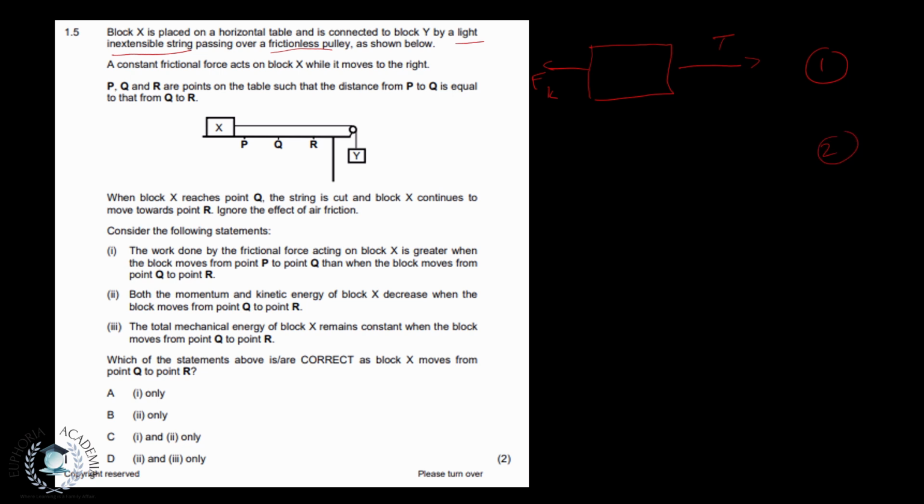Situation number 2, we're going to have a situation where the tension will be cut, and all that we're going to have is Fk, but we still have some movement to the right. Okay, that's what's happening here. Alright, now we need to consider the following statements.